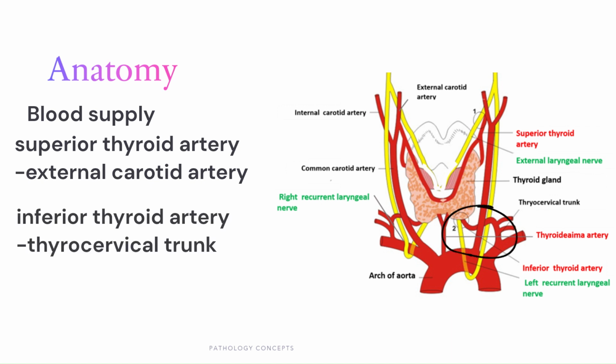The thyrocervical trunk arises from the anterosuperior surface of the subclavian artery and gives rise to 3 branches, one of them being the inferior thyroid artery. The inferior thyroid artery branches from the thyrocervical trunk at the inner border of the anterior scalene muscle and advances medially to the thyroid gland.